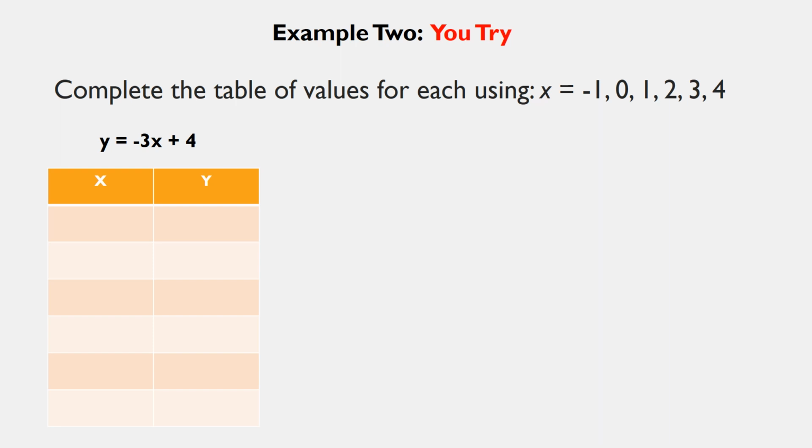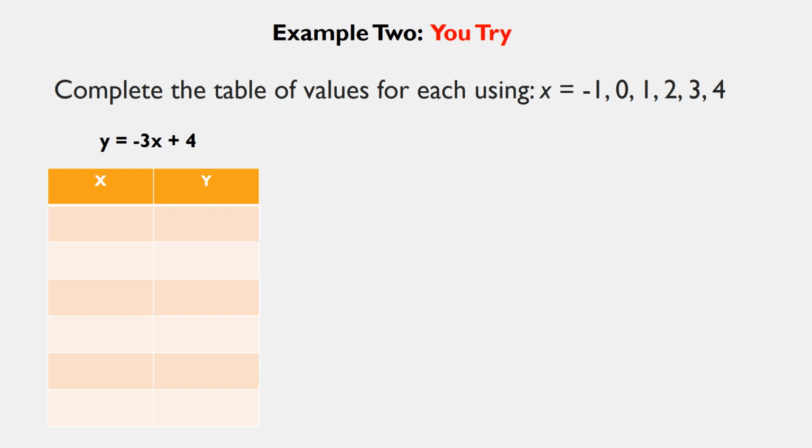So same idea. It says complete the table of values for each using x is equal to -1, 0, 1, 2, 3, and 4. And your little formula here is y equals -3x plus 4. So give that a shot and then unpause it when you're ready. If you're not sure, just stick on the video here and we'll finish together.